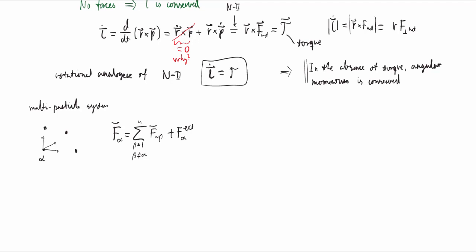Now if I want to look at the total angular momentum of the system, that is the sum of all the little angular momenta, alpha from 1 to n, and let's look at its time evolution. So we take the time derivative of L. That's going to be then the sum, alpha goes from 1 to n, of L alpha dot. So that will be the following.